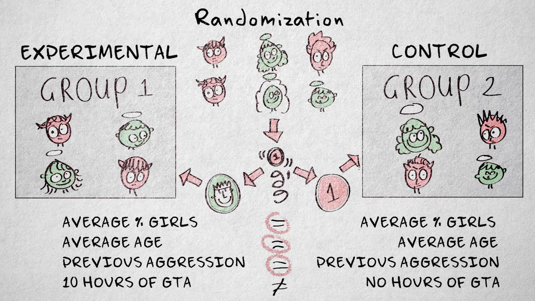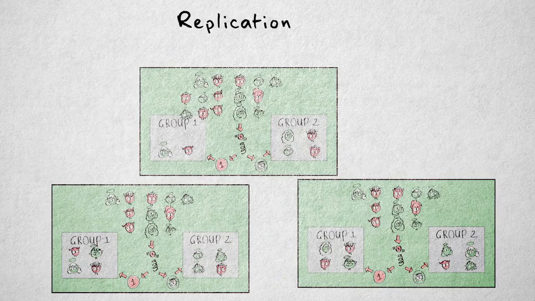Of course, in any one particular study, it is possible, entirely due to chance, that randomization fails and we end up, for example, with more girls in the control group, possibly explaining why this group is less aggressive. The only way to be sure randomization worked is to replicate a study and show that the results are consistent each time.